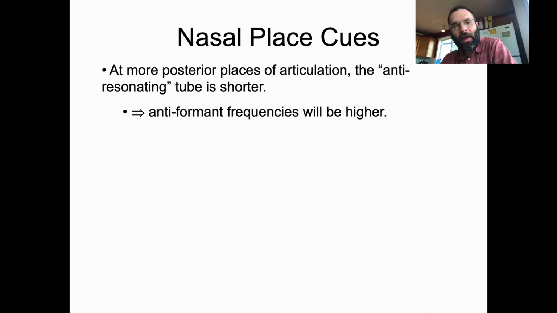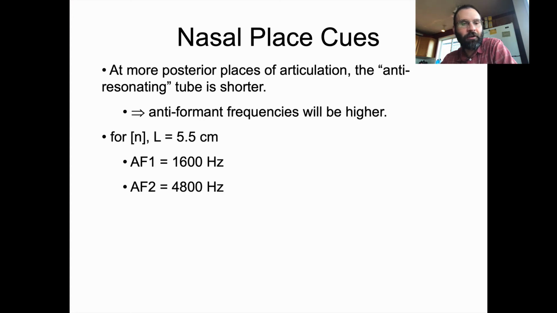So when you have other places of articulation for your nasal stop, you're going to get similar effects, except that the anti-resonating tube in your mouth is going to be shorter. And because that tube is shorter, those anti-formant frequencies should be higher, right? So the overall length of that open tube is shorter. That leads to higher frequencies. For an N, a reasonable length to expect would be an anti-resonating tube of about 5.5 centimeters. So then we'd expect its first anti-formant frequency to be about 1600 hertz. We're going up the scale now. The second one would be 3 times that.